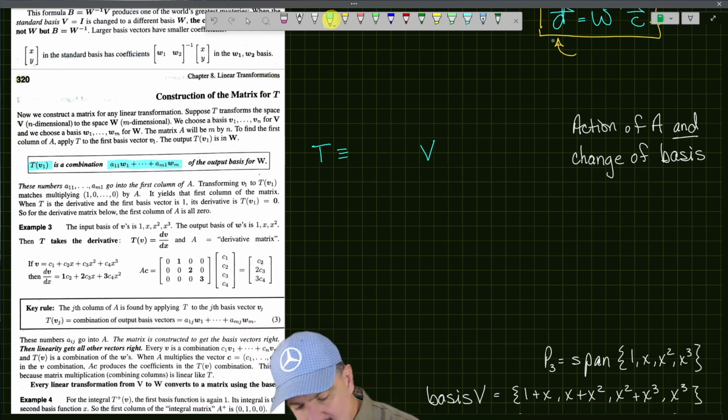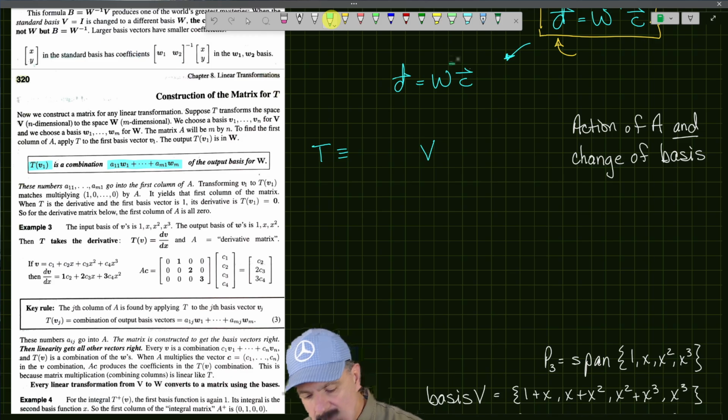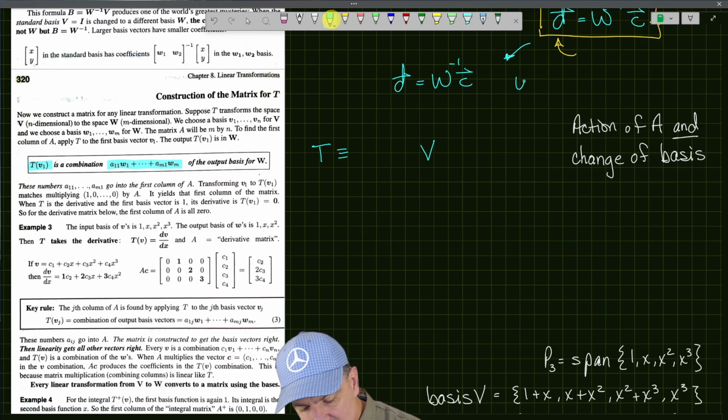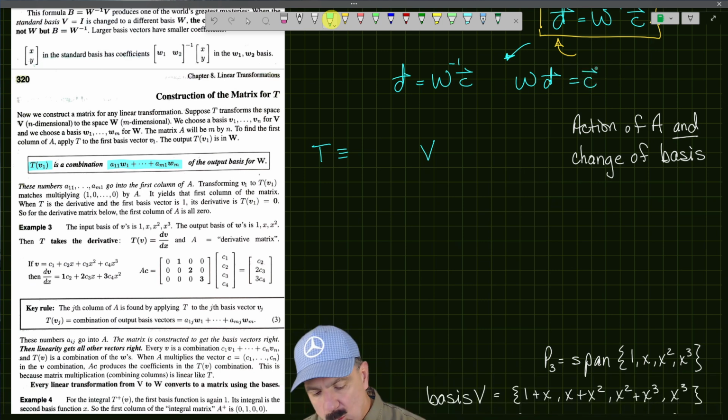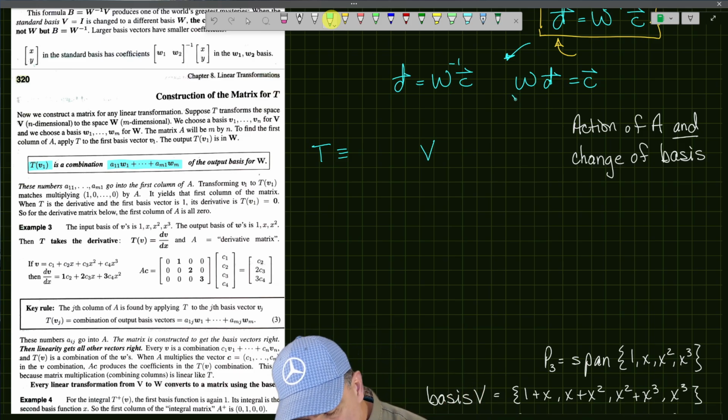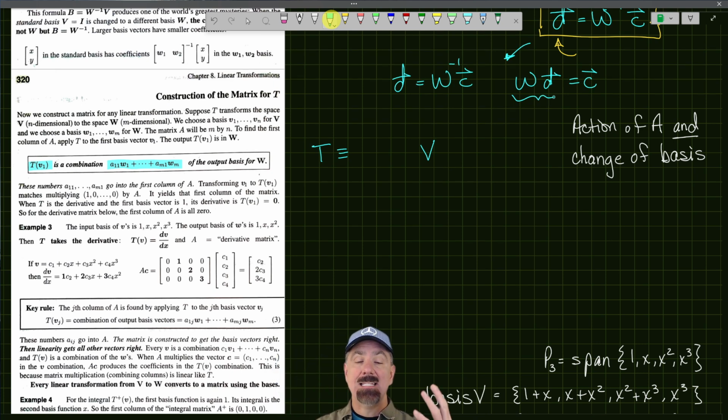So think about, and let me just make a point here. D is equal to W inverse C, sorry. When we left multiply by W, this is the same as saying that WD is equal to C. So when we multiply by W inverse, we are going from some other basis, which is often the standard basis, to the W basis. When we have W, that means that D is written as the coefficient vector in the W basis, and we're going to some other basis.